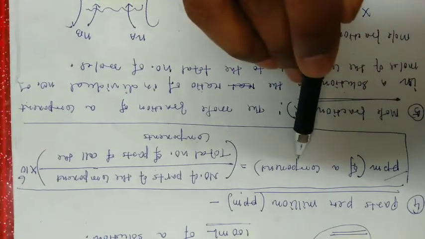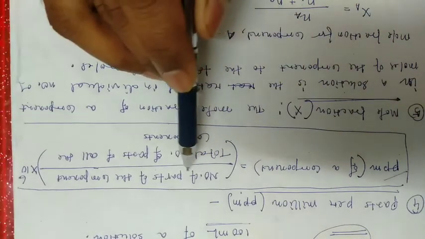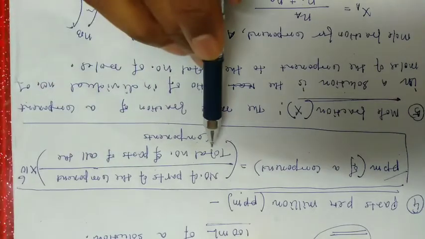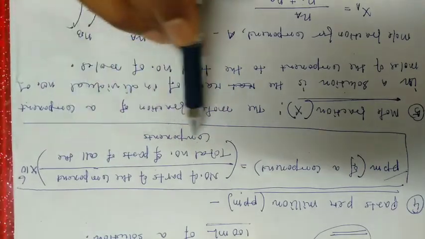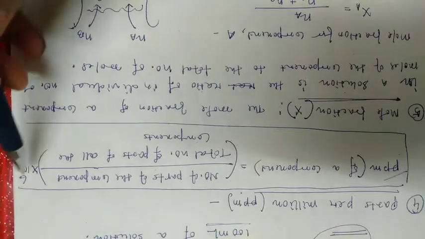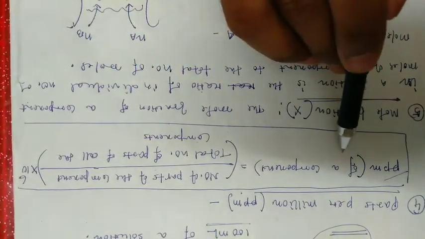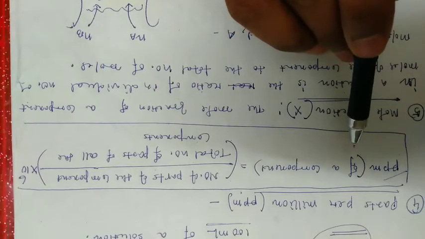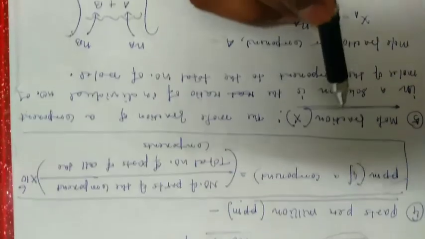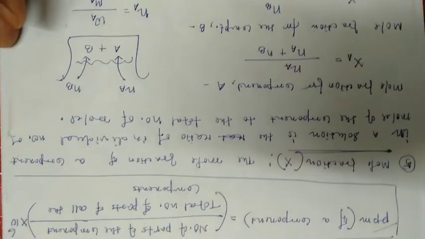So parts per million of a component in a solution is equal to the number of parts of the component divided by the total number of parts of all the components, and the whole relation you have to multiply by 10 to the power 6. So it is a concentration unit. It is used to measure very small quantities of chemical substances.